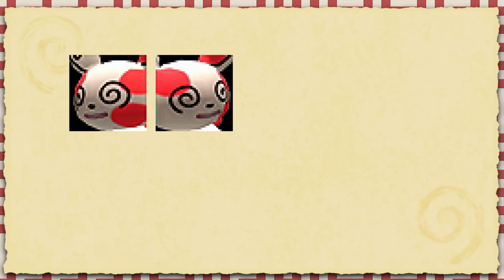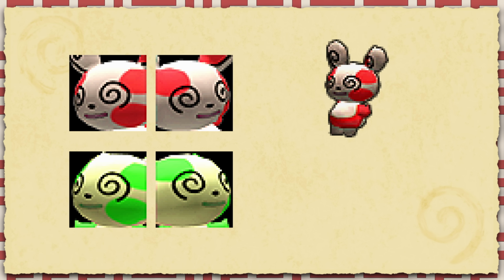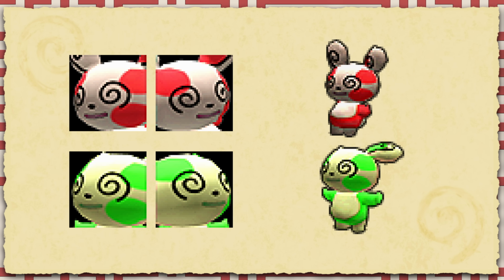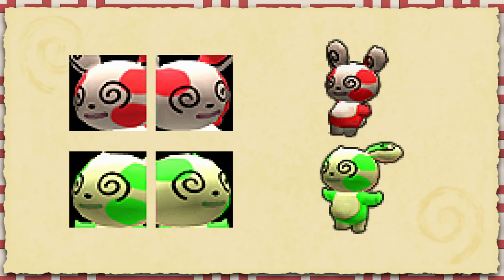It seems like we're moving in the right direction, until you take a closer look at the icons. Zooming in on these 6 Spinda icons, 2 normal plus 2 shiny from the menus, and 1 regular plus 1 shiny from the PC, it's pretty clear that they're all depicting the same model with the same spot pattern.